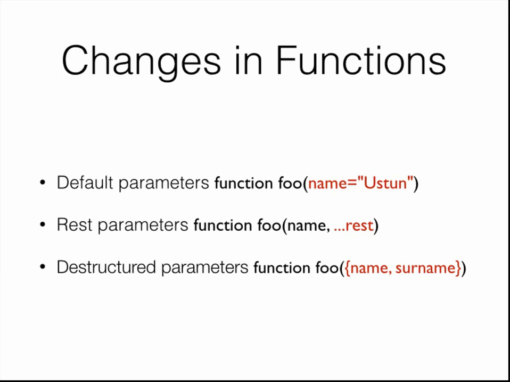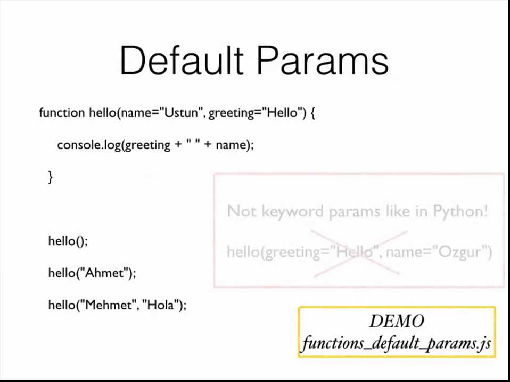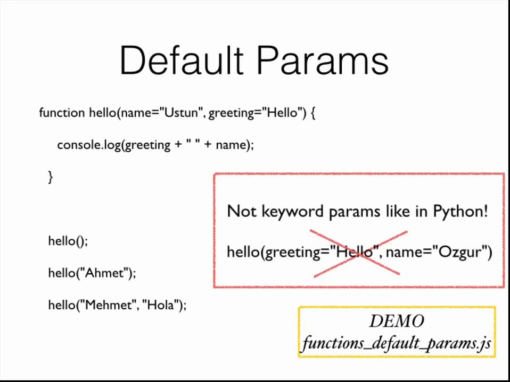Destructured parameters. So here, again I define a function foo, but it actually accepts a single parameter, a single object. And here I'm indicating that I'm interested in the name field and surname field of the incoming argument. This might seem a little bit confusing, but we will see it with an example and you'll understand it better. So first, default parameters.